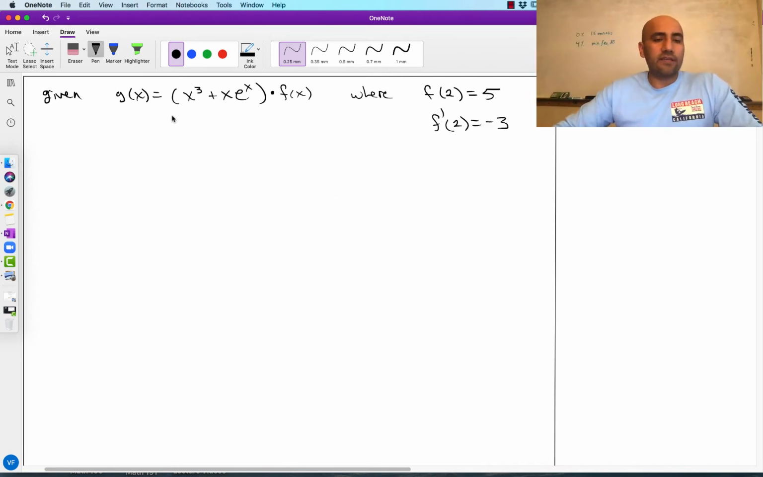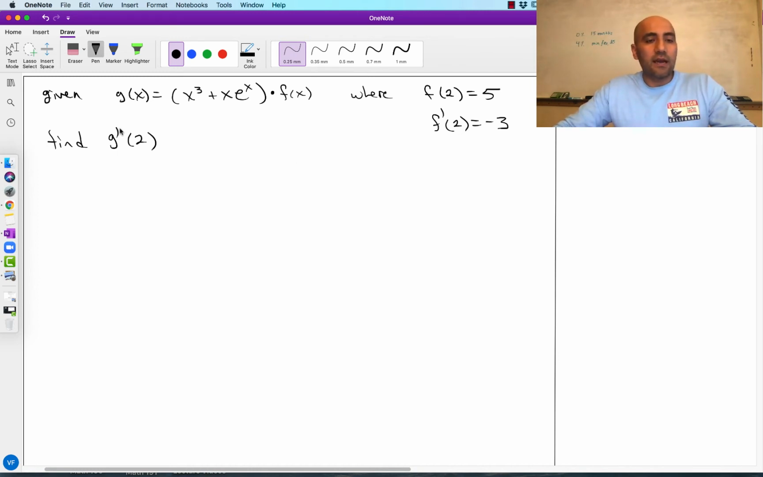Okay, so given g of x equals the product of x cubed plus x e to the x times f of x, where f of 2 equals 5 and f prime of 2 equals negative 3, find g prime of 2. Okay, so by giving you that f prime of 2 equals negative 3, it's already implied that f of x must be differentiable, right? Because a derivative exists, or at least it's differentiable at 2. And that's what we're interested in.